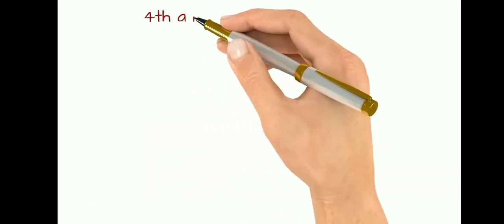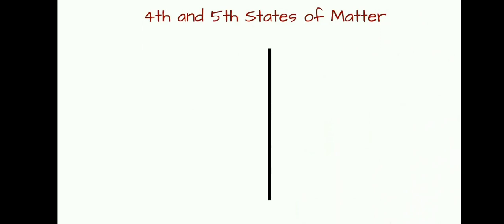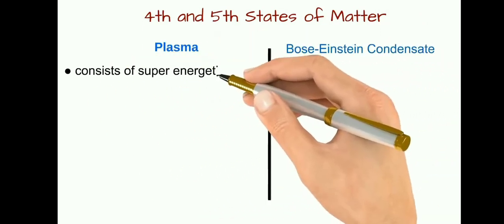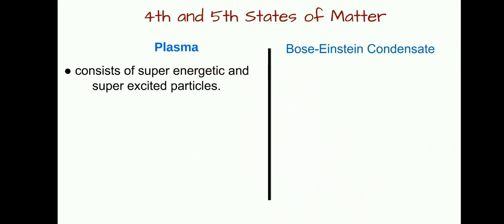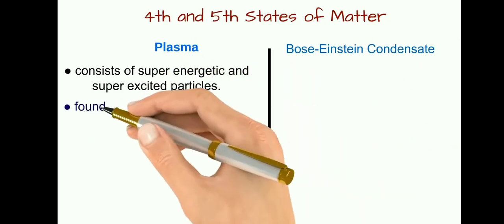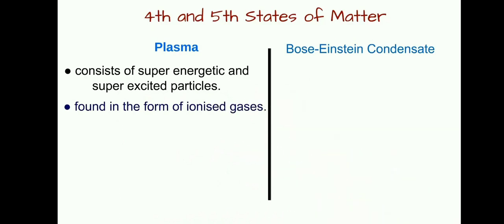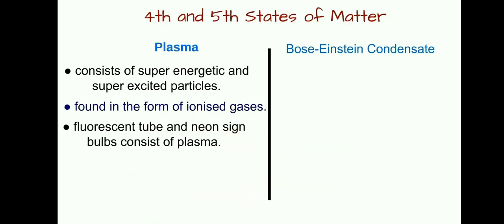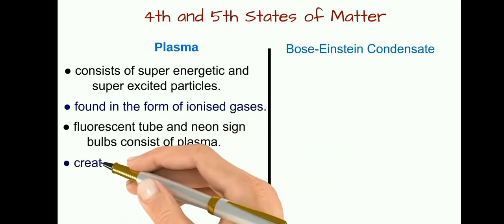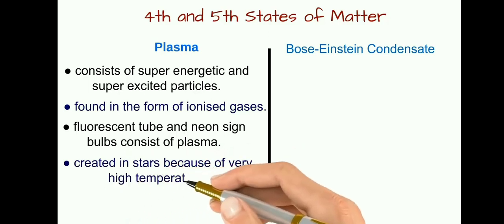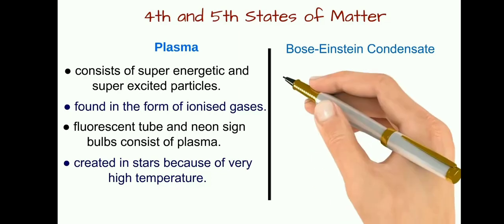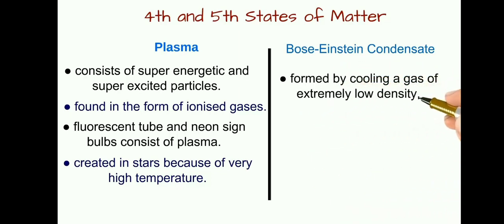At last, we will study about the fourth and the fifth states of matter, that is plasma and Bose-Einstein condensate. First, we will look at plasma. Plasma consists of super energetic particles. They are super excited, means they have a lot of energy in them. It is found in form of ionized gas. Fluorescent tube and neon sign bulbs consist of plasma. Plasma was created in stars because of very high temperature.